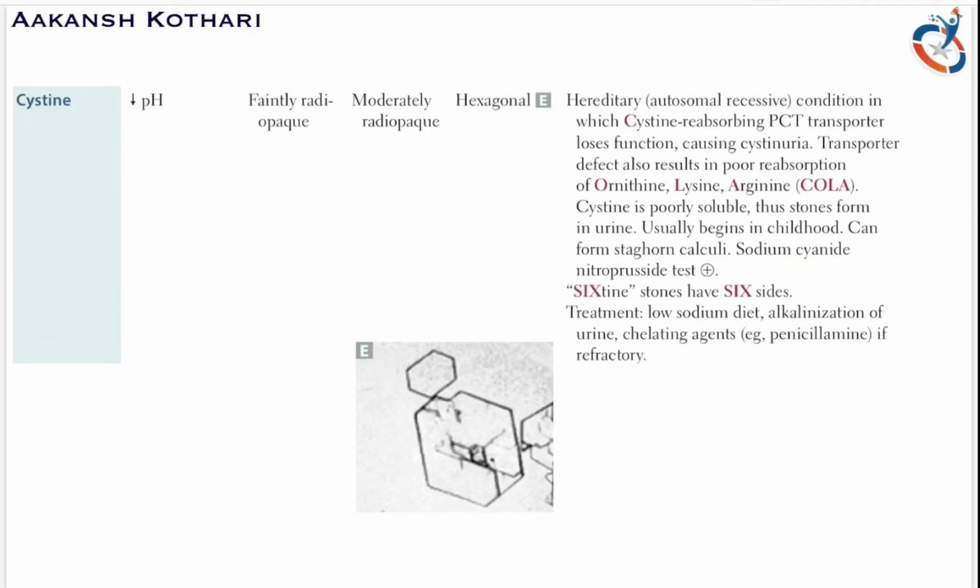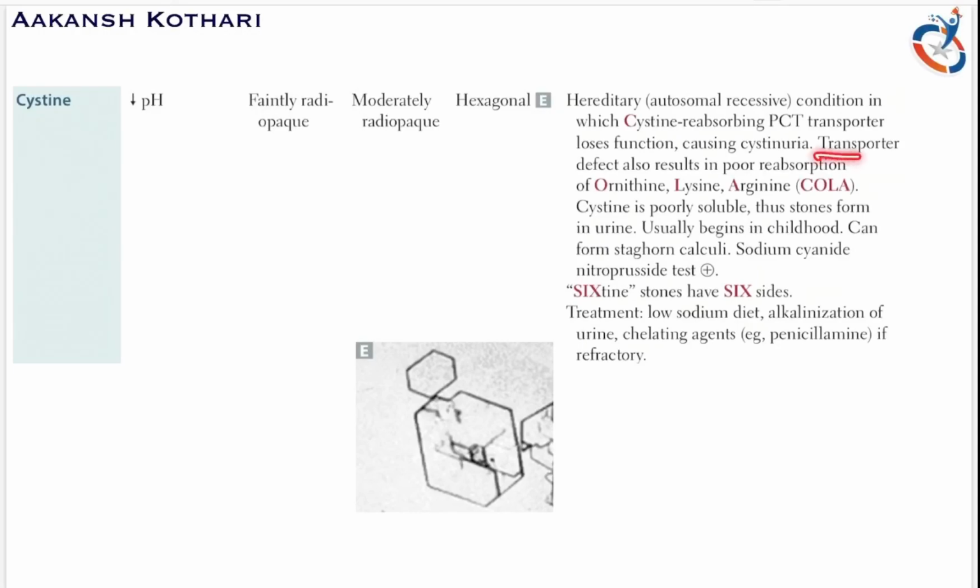Now, the shape of the stone is majorly hexagonal. We can see it in this diagram. This is a hexagonal shaped stone, and it is a hereditary condition, that is an autosomal recessive condition, which leads to ineffective cystine reabsorption by the PCT. So, the PCT, that is the proximal convoluted tubule, is not able to absorb cystine properly due to an autosomal recessive disorder causing cystinuria. This also results in staghorn calculi.